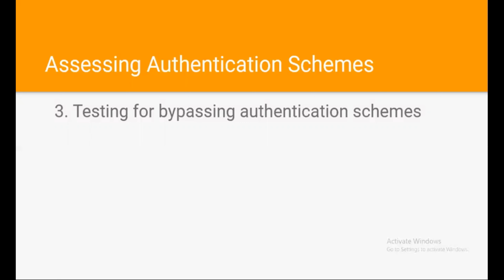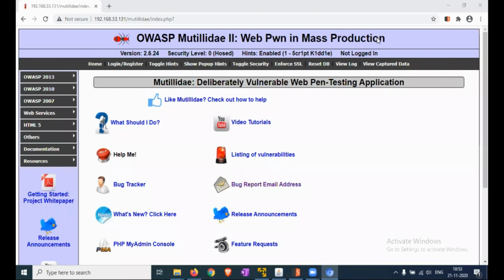So we can check with the unauthenticated request to match with the previous captured request, and replay and modify an unauthenticated request to gain access to the application by bypassing the login mechanism. So let's do the practical for the same. Now let's do the practical for the bypassing authentication scheme.